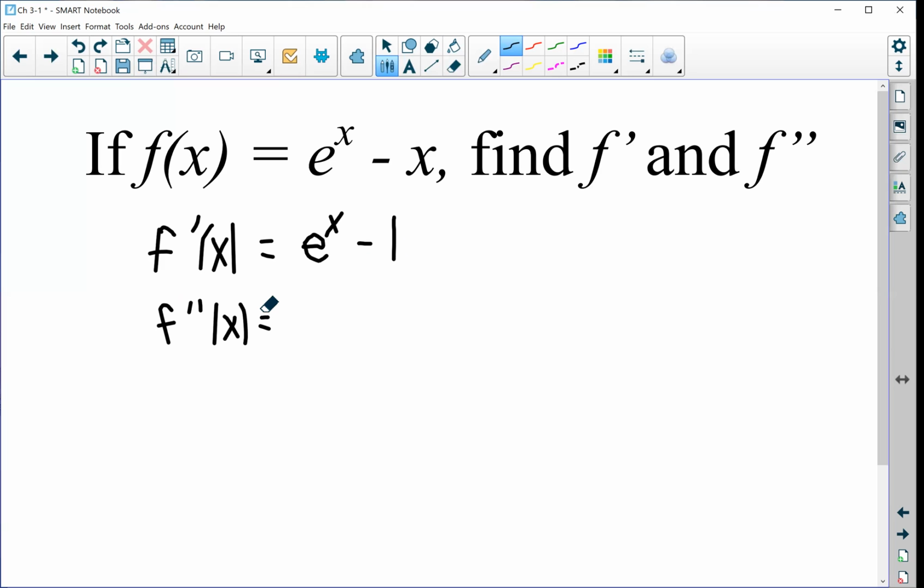Second derivative. So for the second derivative, we just go back to the first derivative and take the derivative of that thing. So we have the derivative of e to the x. Yep. And then the derivative of minus 1, 0. What would the third derivative be? E to the x. And the fourth derivative? And the 572nd derivative? Yeah. So that e to the x is just going to keep coming back.